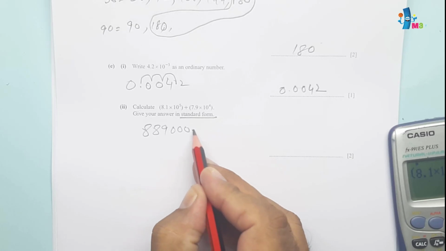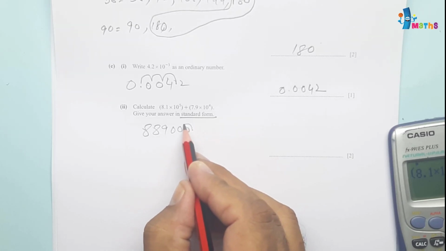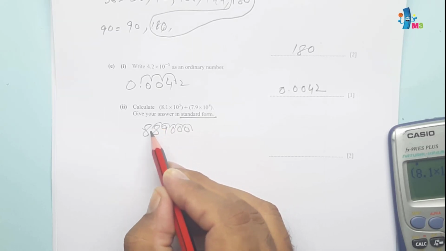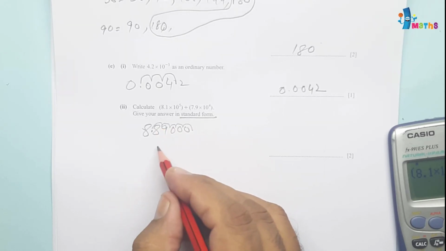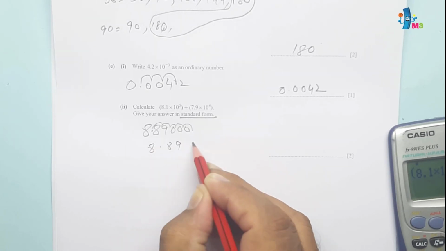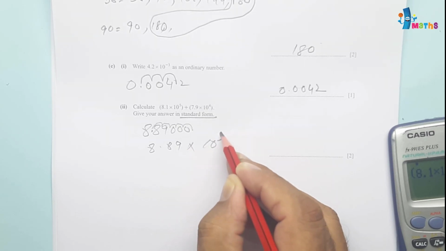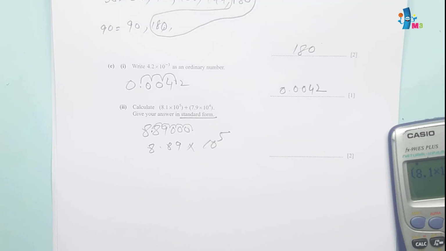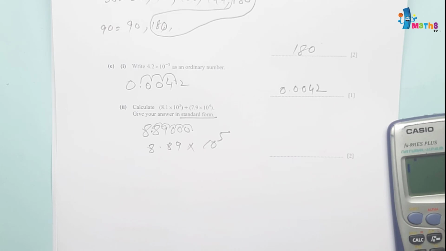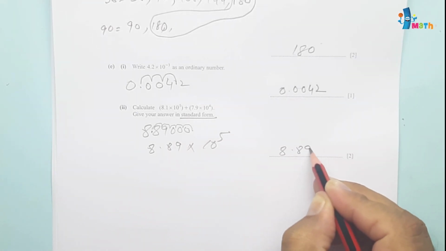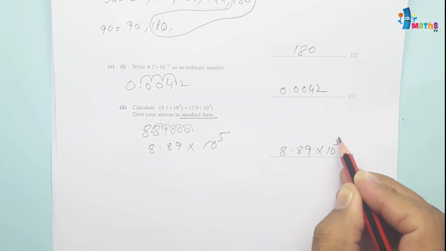So decimal over here, from here we'll have to take jumps, 1 jump, 2 jump, 3, 4 and 5 jumps. So we'll move decimal over here. So 5 jumps we have taken. So 8.89 into 10 raised to the power positive 5. This will be our answer for this. We will write the answer at the proper location, 8.89 into 10 raised to the power 5.